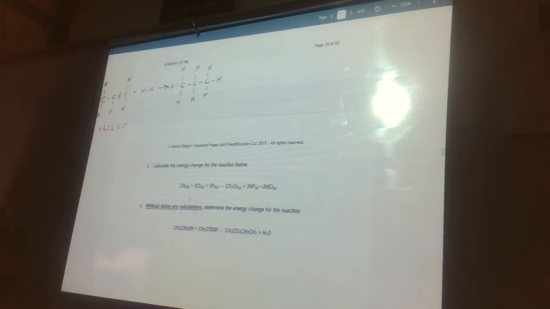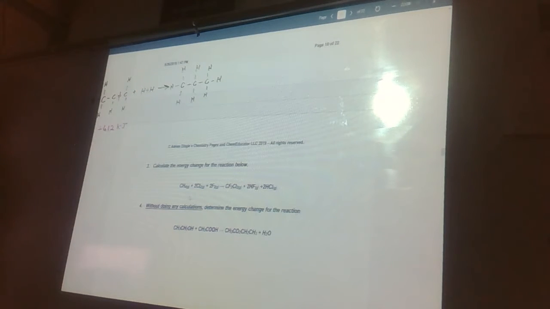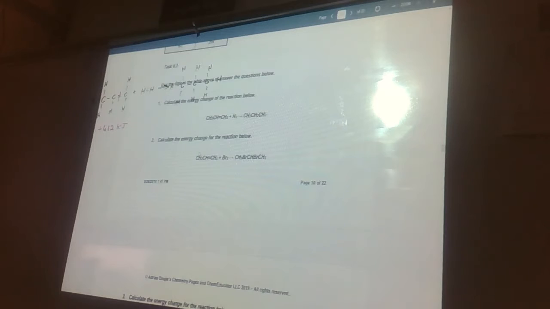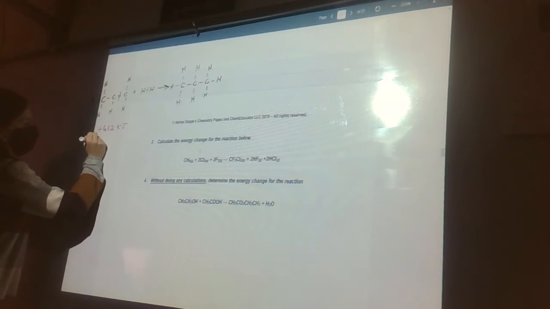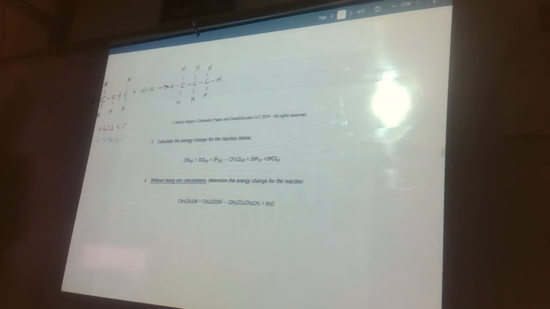And then I also need to break my HH apart, right? And that requires 436 kilojoules per mole. I put positive signs in front of them on purpose. Breaking bonds is endothermic. Positive means you're putting energy in. Endothermic process.